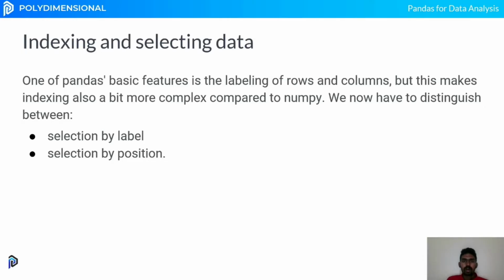When we are using pandas, there might be many situations where we need to index and select the data. In NumPy, we would be using the index to specify which value we want to get. But when it comes to pandas, we have both position as well as label, so we can select in both these ways. Let's look into how we will be able to do it.